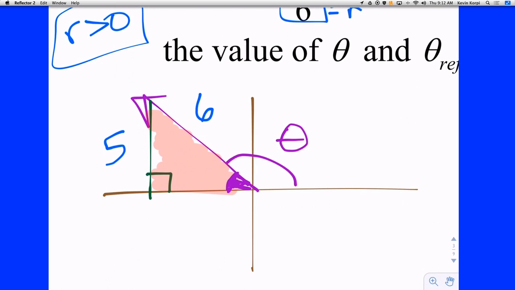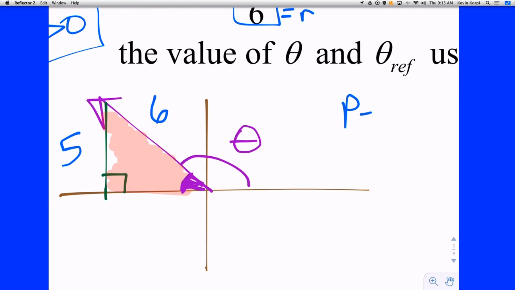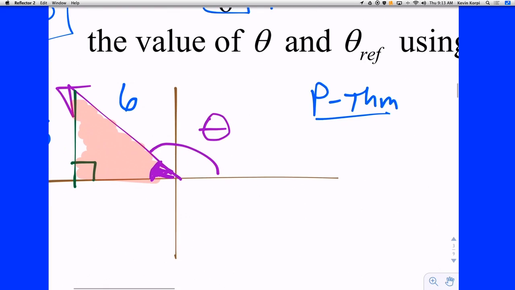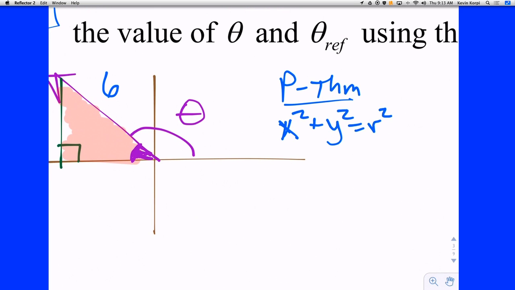Now, once I know 2 of the 3 sides of that right triangle, I need the third side so I can list all 6 trig ratios. How are we going to find the missing third side in a right triangle? Pythagorean theorem, okay? So the P theorem is what's typically going to be used. And here's what it says. It says x squared plus y squared equals r squared. That's what it is in general for the unit circle, where r is, of course, what? The hypotenuse. It's the radius of rotation.